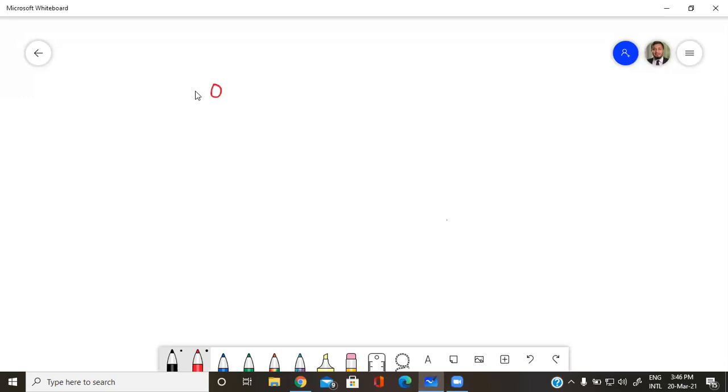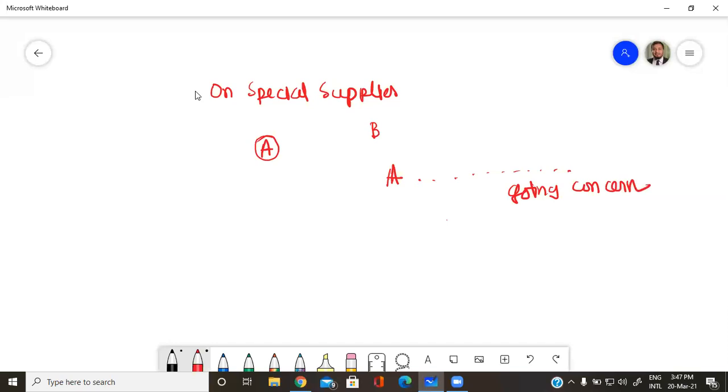Okay, so the next one is on special supplies. So what kind of special supplies? It has been said that, say, company A has a business and company B has a business. Company B has bought the business of company A, but why has company B bought company A? Not for disposing of company A, but with the intention that company A will continue its business as a going concern, but now its ownership is under company B. In that case, no VAT will be imposed.